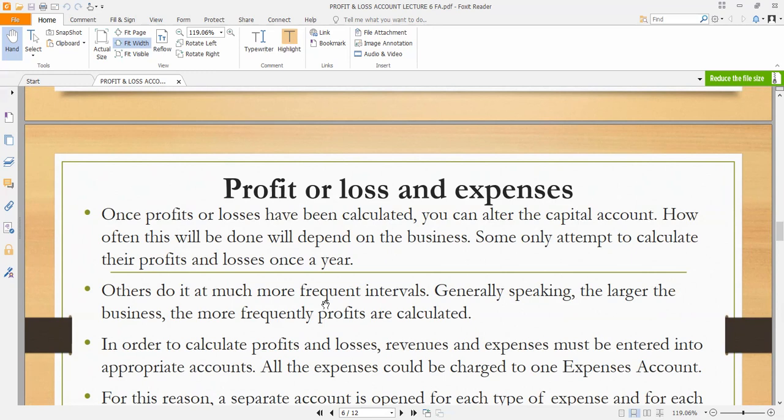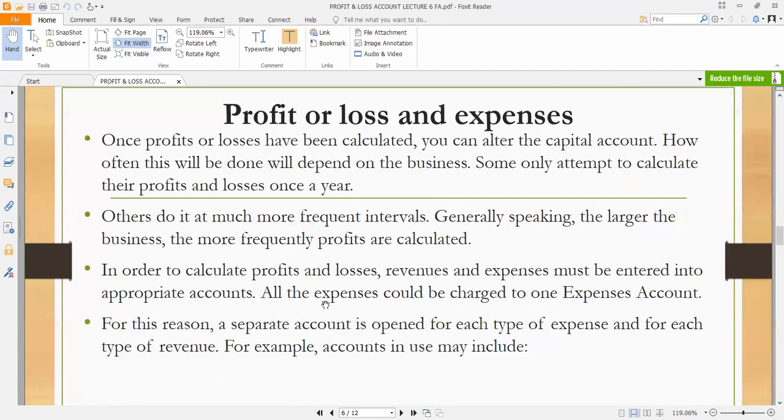Some only attempt to calculate their profit and loss once a year. Others do it at much more frequent intervals. Generally speaking, the larger the business, the more frequently profit is calculated. In order to calculate profit and losses, revenues and expenses must be entered into appropriate accounts. All expenses could be charged to one expense account. For this reason, a separate account is opened for each type of expense and for each type of revenue.